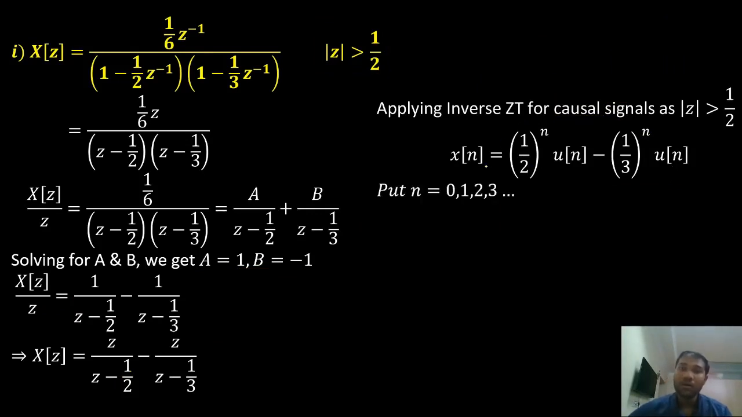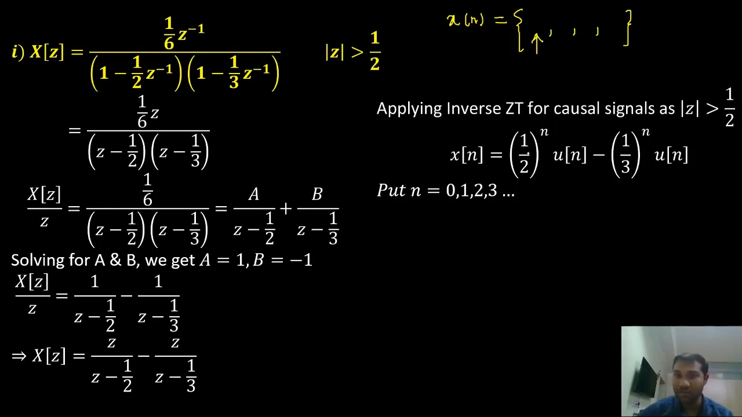Now let me put some values of n and find the open form solution, right? That means I am going to find my x of n like this. What is my x of 0 and x of 1, x of 2, and so on? I'll find something like this.